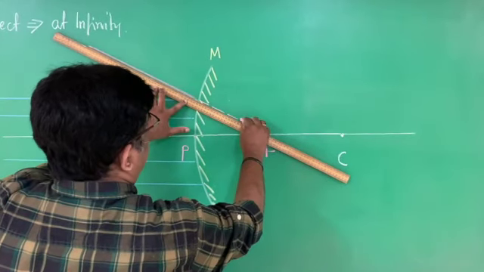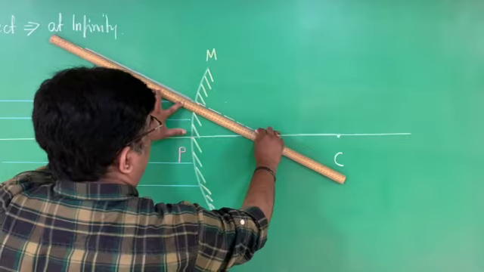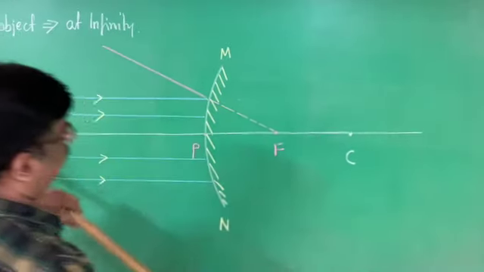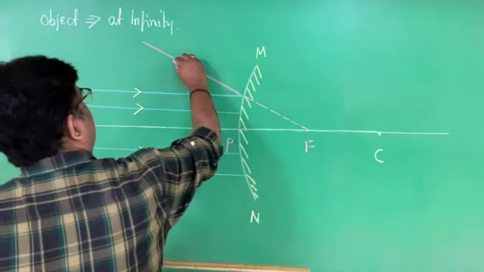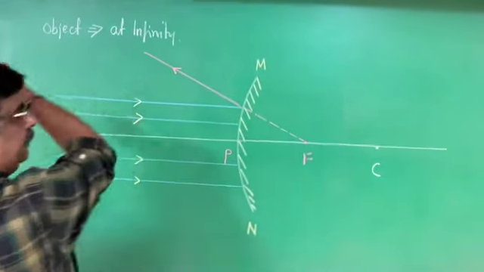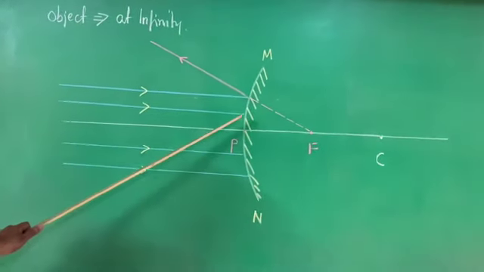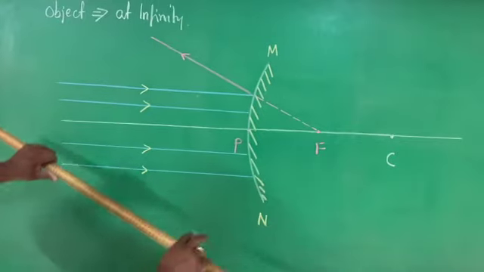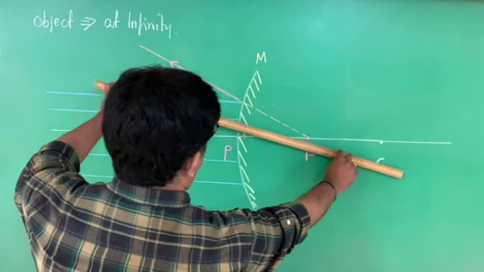Whenever you extend the line behind the mirror, you have to write a dotted line. Therefore this ray went like that. Now I wanted to mark for this ray. What I do is I keep the scale like this.